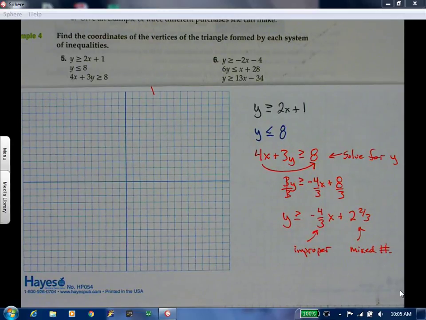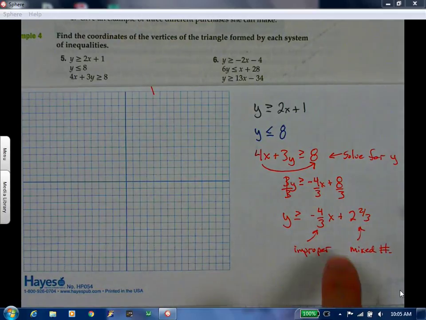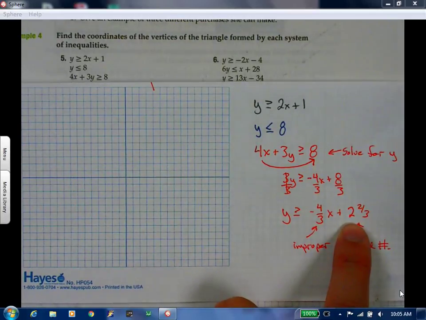Yeah, let's do 2/3. Which one is easier for you to know where it would be, 8/3 or 2 and 2/3? I know they're the same thing, but it's a slope. I'm not looking for a slope. I'm looking for a y-intercept. So 2 and 2/3 would be between 2 and 3.